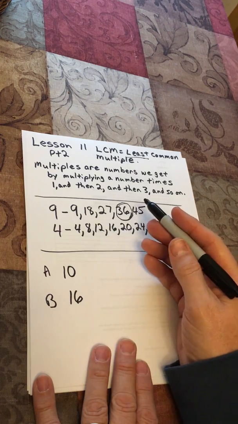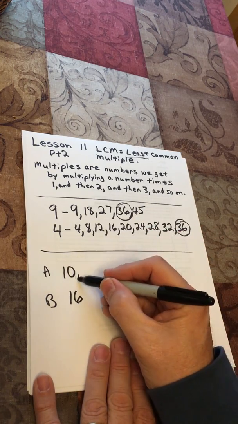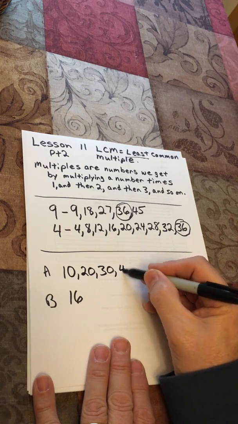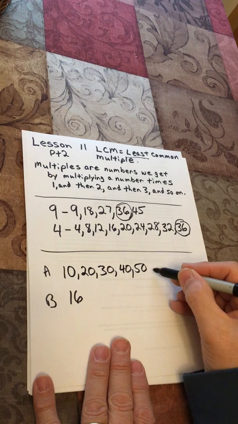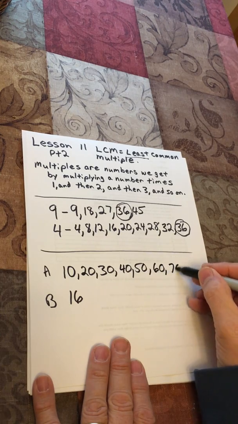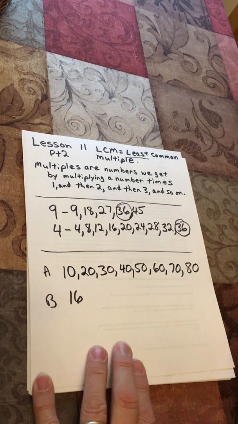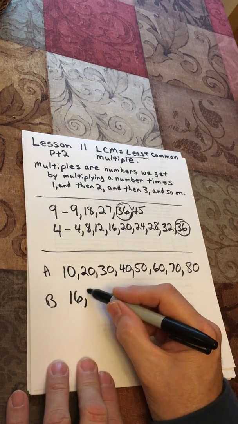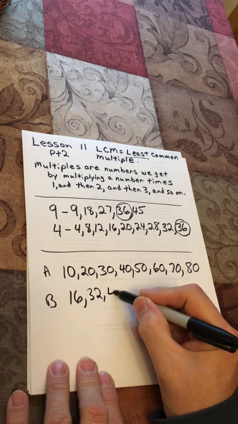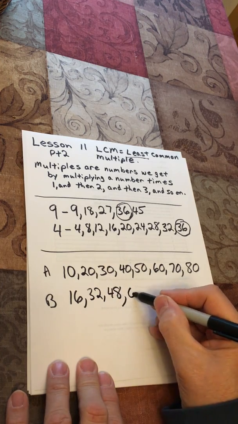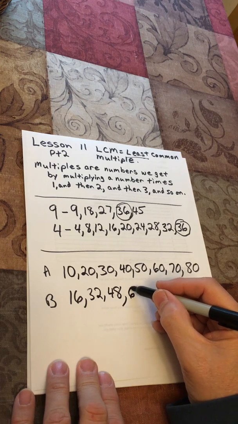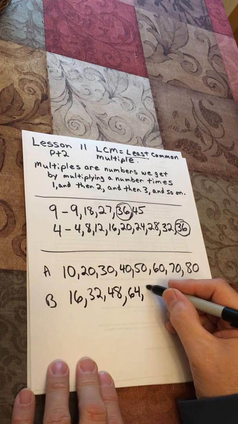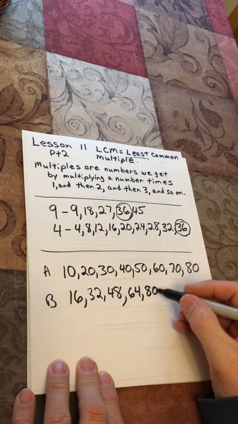So let's look at the multiples for student A. So they're going to go 10, 20, 30, 40, 50, 60, 70, 80. I'm going to stop there because I'm running out of paper. So then student B goes 16, 32, 48, oh, I'm sorry. I jumped ahead of myself. 64. Is that right? 80. Hey, I got one.